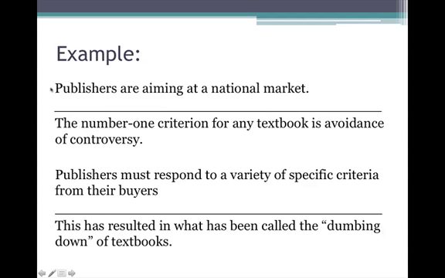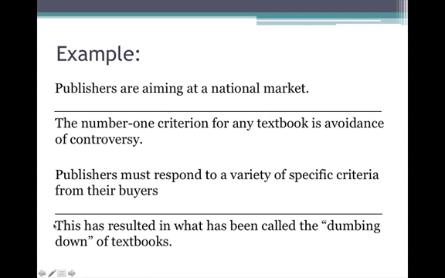You've got your first argument with a single premise, publishers are aiming at a national market, and then the conclusion, the number one criterion for any textbook is avoidance of controversy, and then a second argument with the premise, publishers must respond to a variety of specific criteria from their buyers, and the conclusion, this has resulted in what has been called the dumbing down of textbooks.